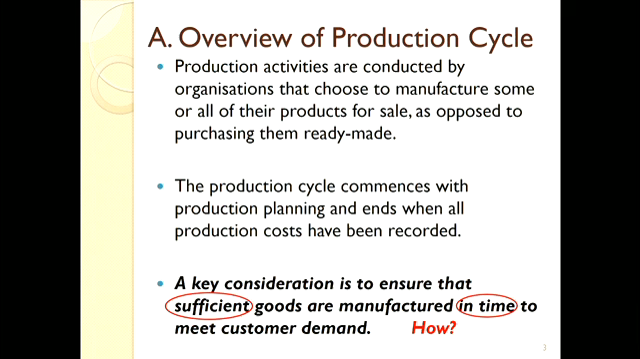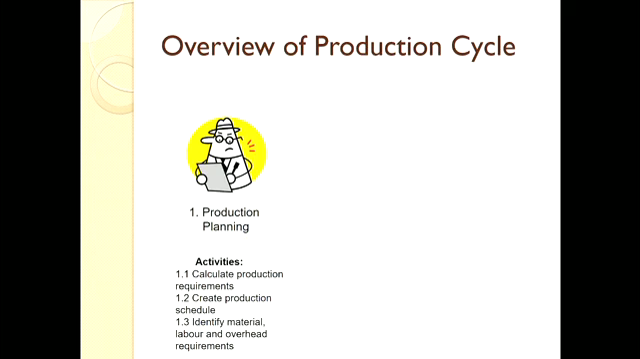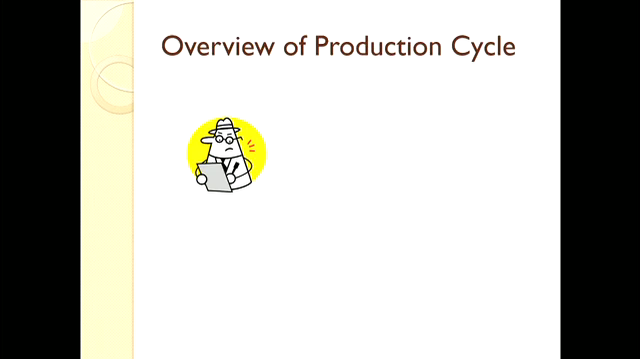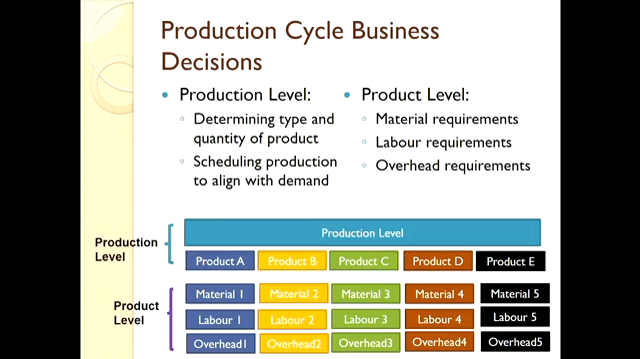Provided that we can still ensure the quality of the product, right? So that's why, in order to achieve this objective, there are some key things we need to think about. So the first one, production level, right? This is a very high-level decision, typically made by senior management.